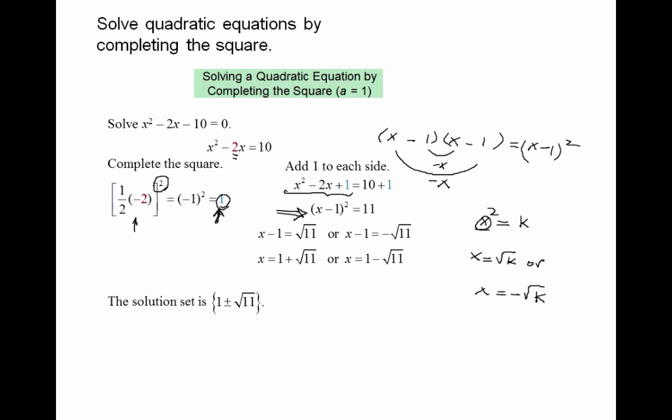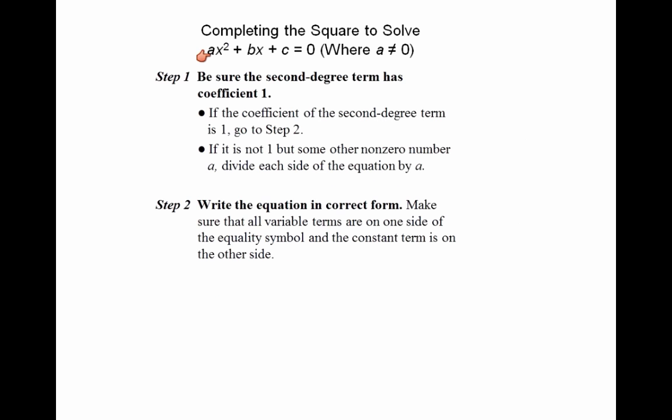So in this case, my x is the expression x minus 1. So we write x minus 1 is equal to square root of 11, or x minus 1 is equal to minus square root of 11. To solve for x, we just simply add 1 to both sides of the equation. So we get our solutions to be 1 plus or minus radical 11. You can write it separately, or you can write it as a combined answer like this.